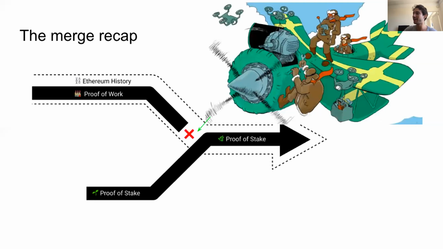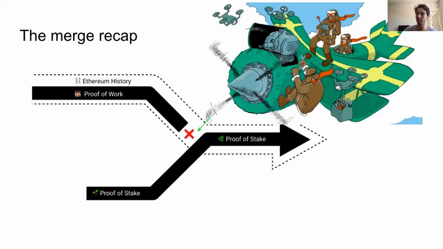And you could compare it to a mid-air engine change, a flight engine change. It's not as dangerous as it sounds, just because the Beacon chain has already been launched and has been amassing more validators. But this is a way that I found useful to think about it. So essentially changing the consensus engine of Ethereum.